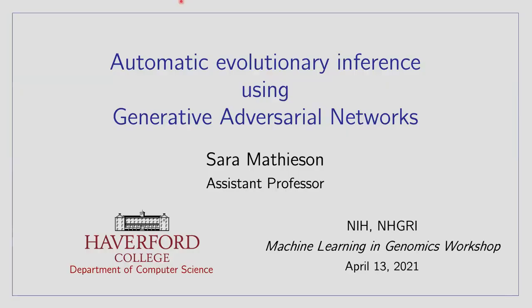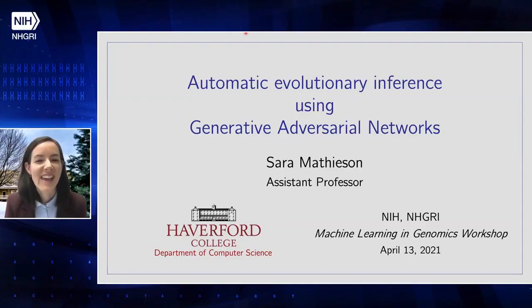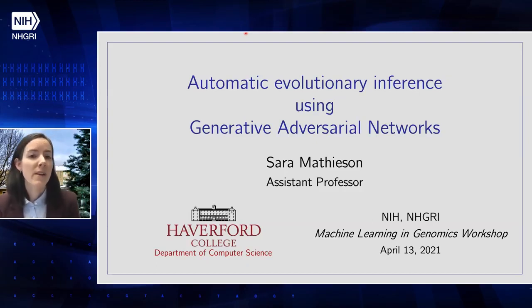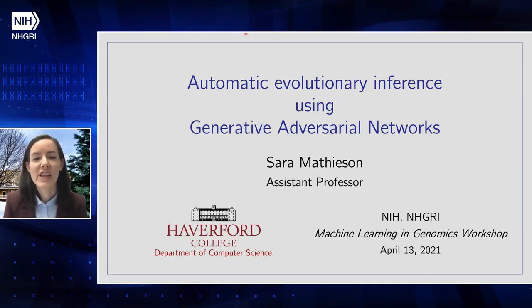Hello, everyone. My name is Sarah Matheson. I'm an assistant professor at Haverford College in the Department of Computer Science, and I'm very happy to be here for the Machine Learning in Genomics workshop today. Specifically, I'm going to talk about generative adversarial networks and their use in population genetics. But more broadly, I want to give a sense of where we're going in machine learning and population genetics, and also the shifts that have happened over time in the field.